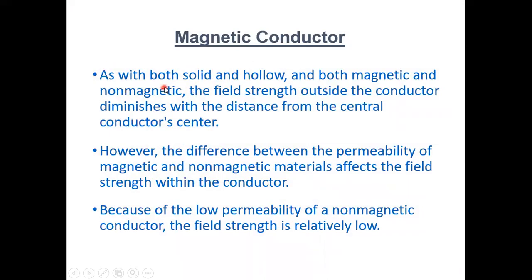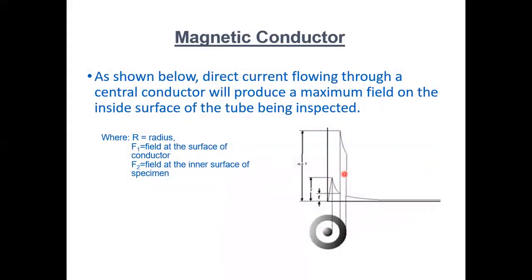Now with magnetic conductor, as with both solid and hollow, and both magnetic and non-magnetic, the field strength outside the conductor diminishes with distance from the conductor center. However, the difference between the permeability of magnetic and non-magnetic material affects the field strength within the conductor only. So if we are using a magnetic conductor, the field will be high only within the conductor, not outside, because outside the conductor the field depends upon the permeability of air. Because of the low permeability of a non-magnetic conductor, the field strength is relatively low within the conductor.